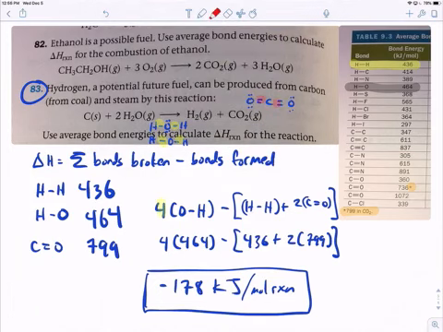No, it means they're ripped apart. Yeah, color code.